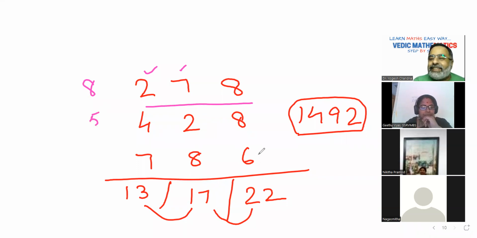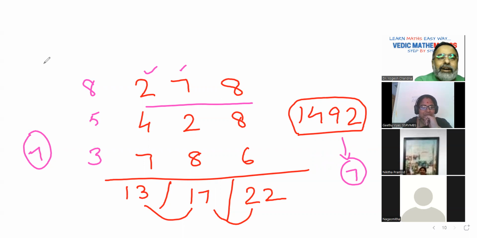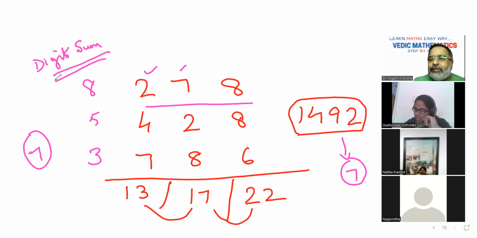7, 8, 6. 3. So that means 16. 16 means 7 is the digit sum. And if I just check this, 1 plus 4 plus 2 is 7. So we should make a habit of checking all our answers using digit sum. Try it in 1 or 2 days. See the difference. Your students would find it very easy and they'll be more confident while answering.